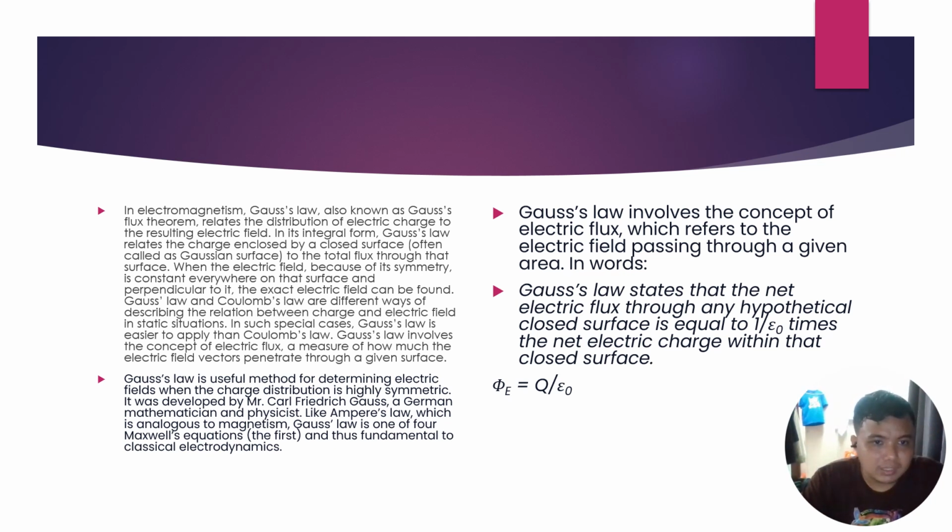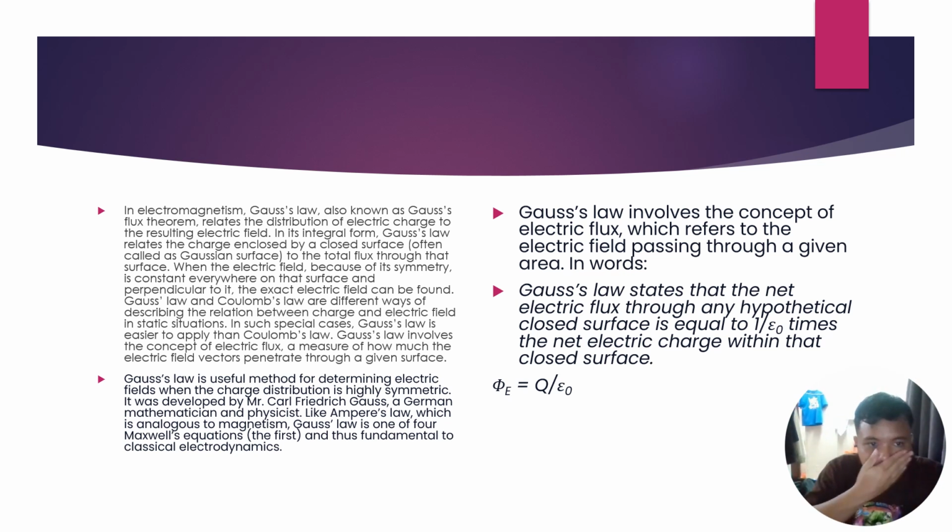Gauss' law relates the charge enclosed by a closed surface, often called a Gaussian surface, to the total flux through that surface. When the electric field, because of its symmetry, is constant everywhere on the surface and perpendicular to it, the electric field can be found. Gauss' law and Coulomb's law are different ways of describing the relation between charge and electric field in such a situation. In such situations, Gauss' law is easier to apply than Coulomb's law.